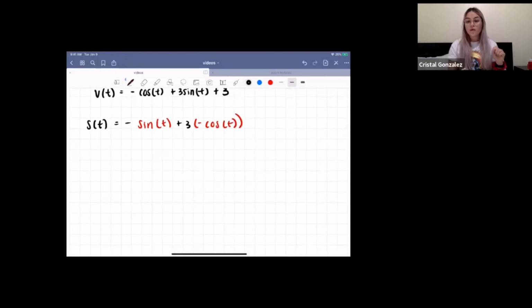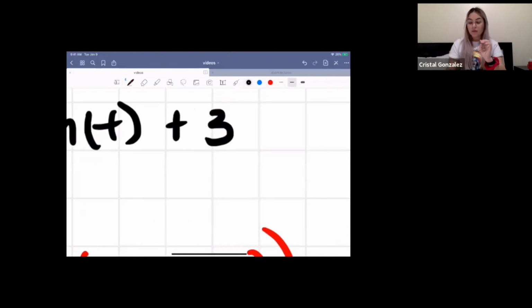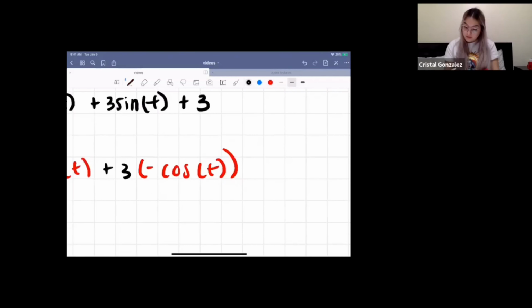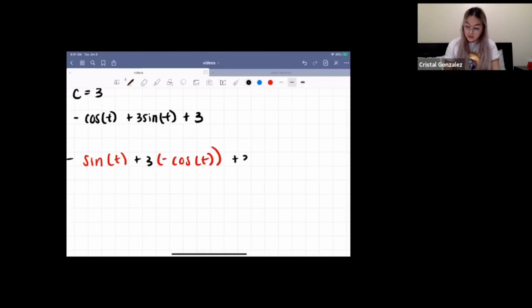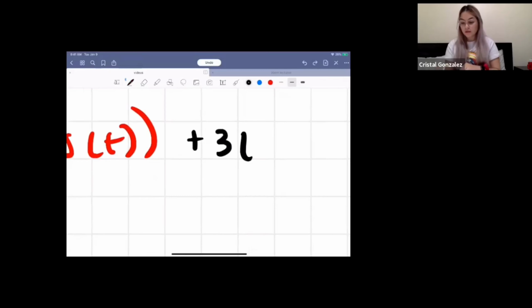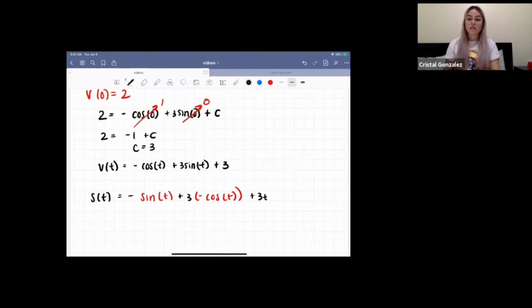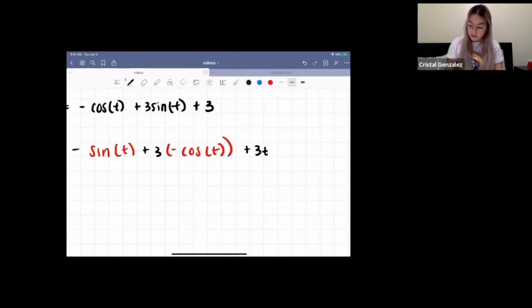I didn't really go over this, but we have a constant here, right? So now we have to think about, okay, what if we take the derivative of something with respect to t, what's going to give us 3? And that's if we have plus 3t. Because if I take the derivative of 3t, I get just 3, my constant. And then we can't forget the plus c. Oh no.